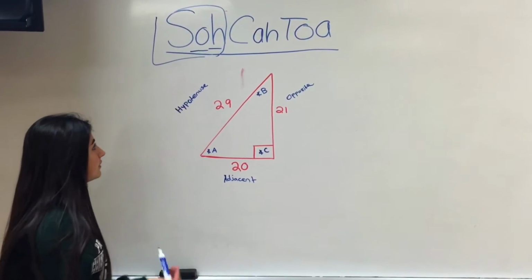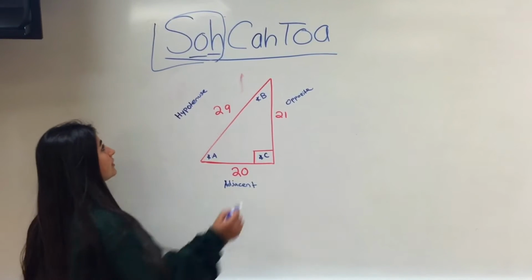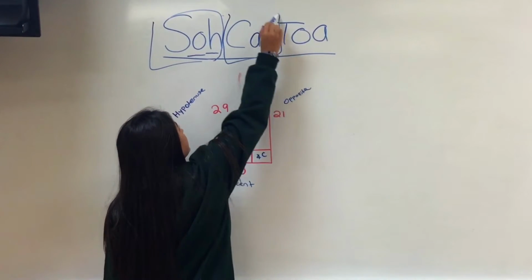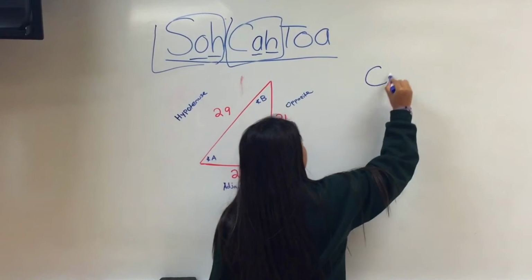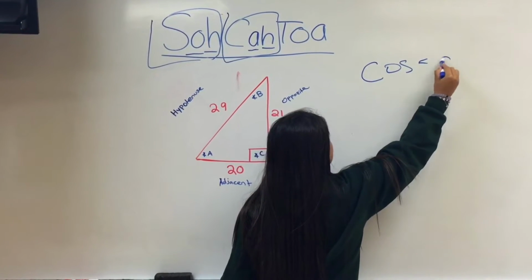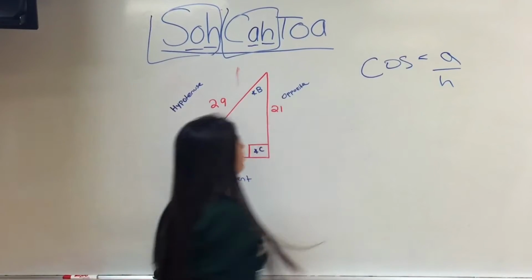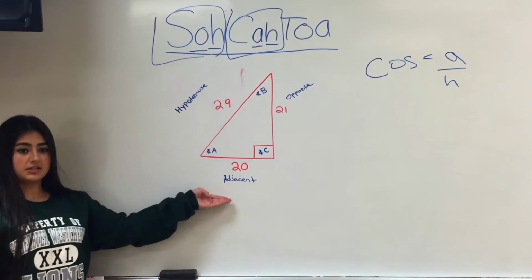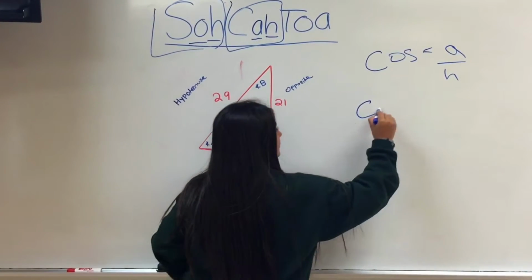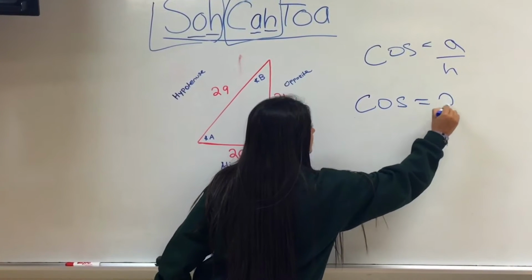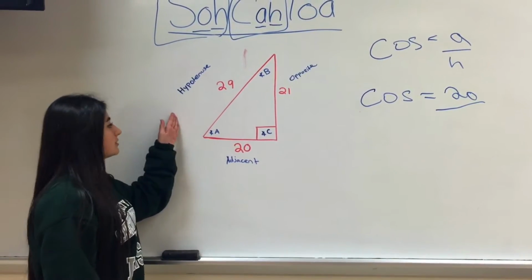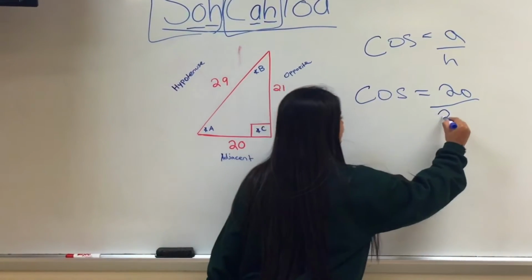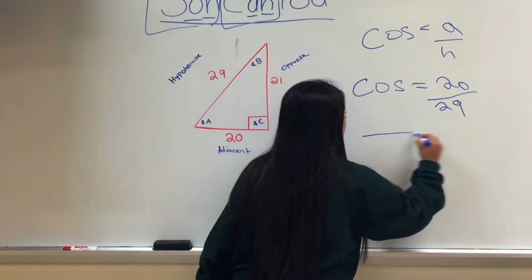Now we're going to find the cosine of angle A. Cosine equals adjacent over hypotenuse. We know that your adjacent is 20. So cosine equals 20 over the hypotenuse, 29. And this is your answer.